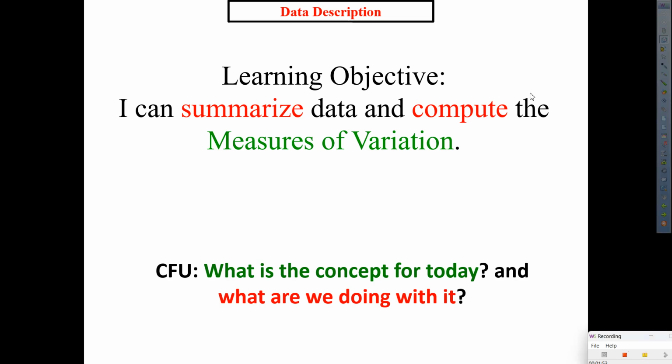Our objective for today: I can summarize and compute the measures of variation. Once again, I can summarize and compute the measures of variation. So by now, you should know the definition in your own words, right? Not what they are. We already know what they are. Definition in your own words. Talk it over with your neighbor, please. No notes. All you.